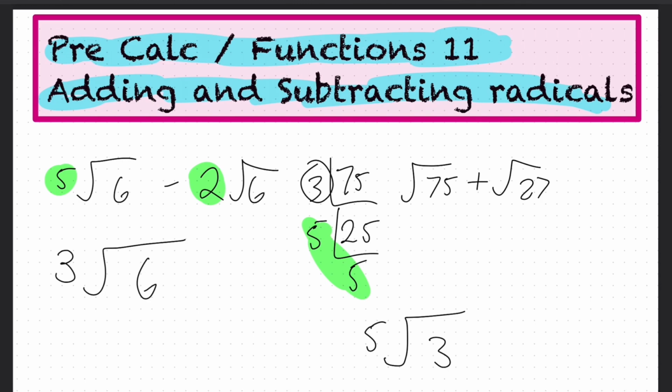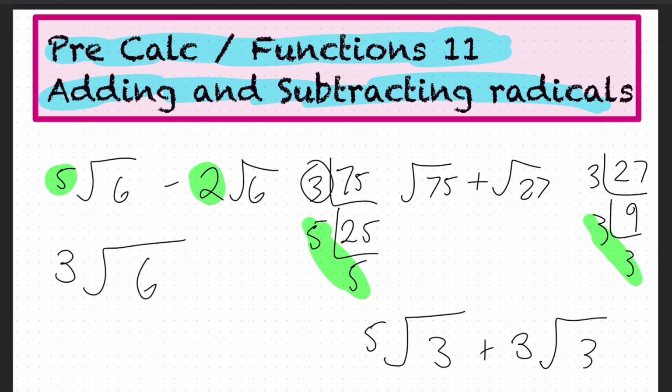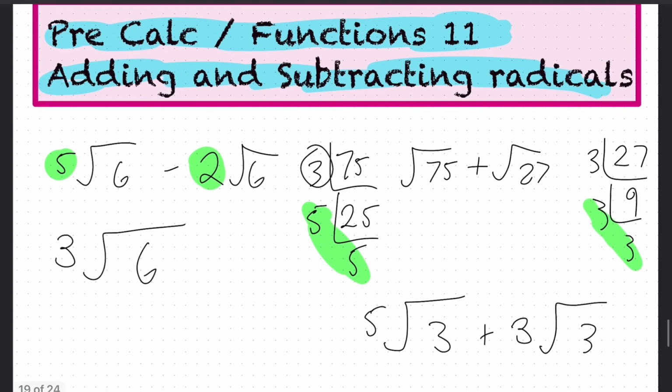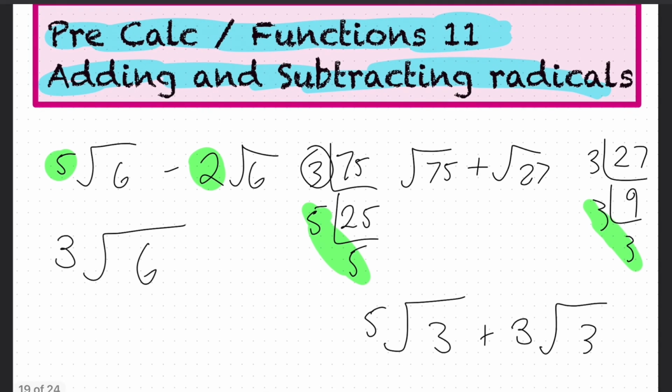So 5 root 3, and then 27 can be broken down to 3 to the 3, and there's one group of 2. So again, one group of the 3's would be able to come outside, while one of them would stay inside. And then we're adding, so we just add the numbers outside the radical and keep the inside the same.